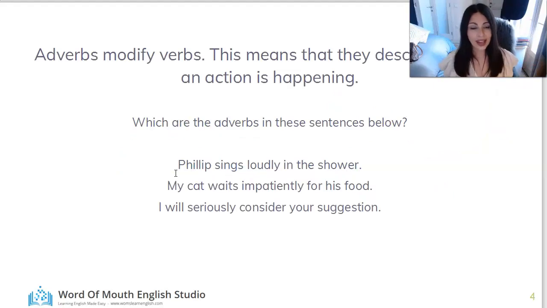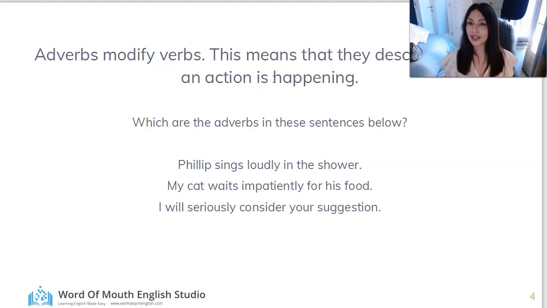We know that adverbs modify verbs. That's one thing they do. But what does this mean? This means that adverbs actually describe the way an action is happening. They describe how that action is happening.